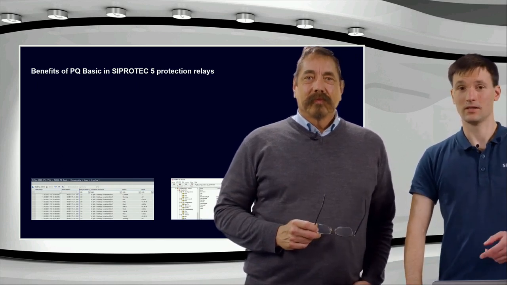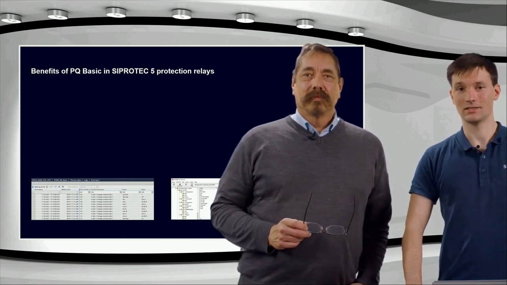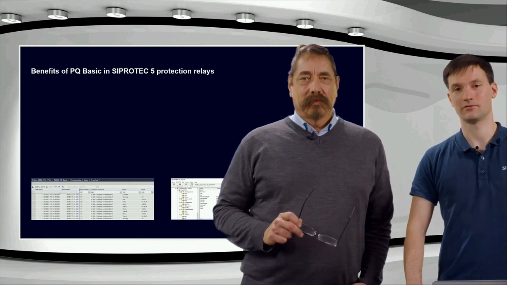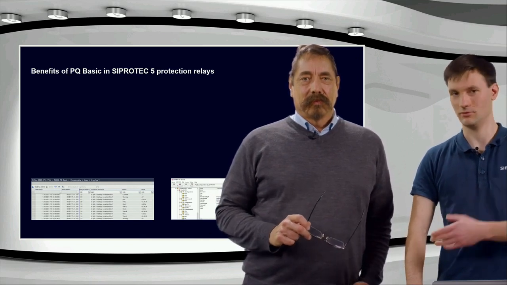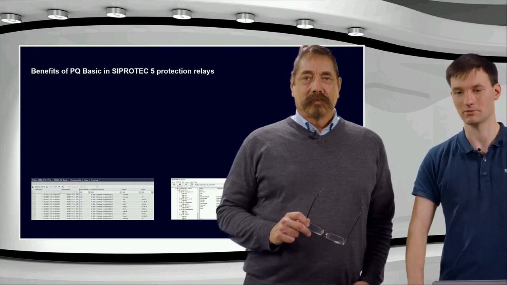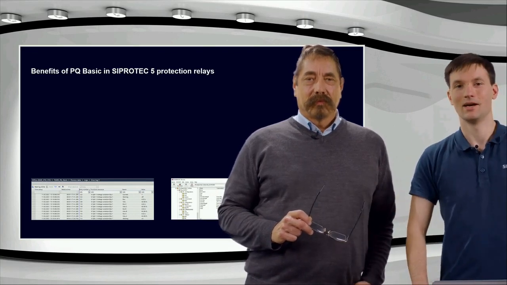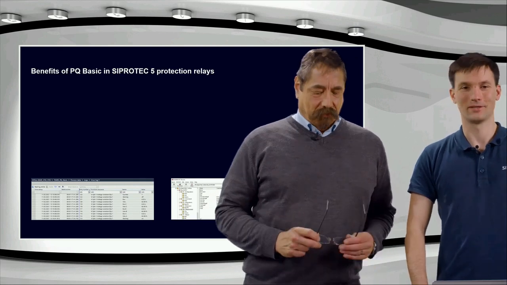One more hint: the entire Power Quality Basic functionality, as well as the description of the available parameters, is part of every SIPROTEC 5 manual as a separate chapter, as already mentioned, somewhere around chapter 11, but it's in bold and dashed, so you will find it. You don't have to look for it anyway.